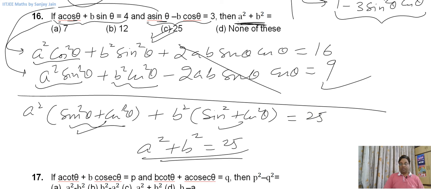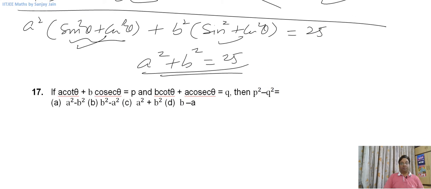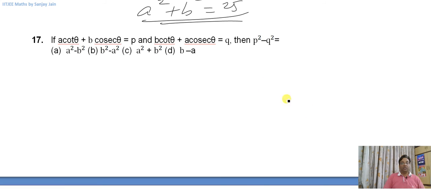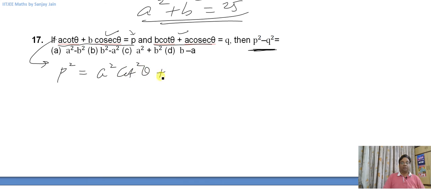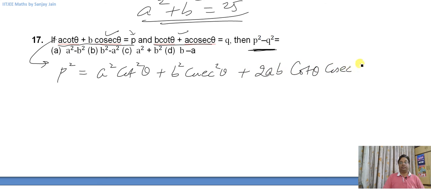Right? This was another question based on sine square theta plus cos square theta equal to 1. This is a very simple question, because this question itself tells you what to do, right? This wants you to square these two equations and subtract this from this, right? So the question itself is telling you what to do. So let me square this. P squared is equal to a square cot square theta plus b square cosecant square theta plus 2ab cot theta cosecant theta.